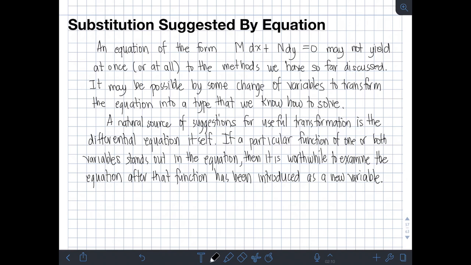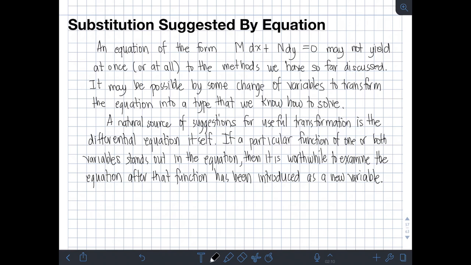Okay? So, sabi, an equation of the form M dx plus N dy equals 0 may not yield at once or at all to the methods we have so far discussed. So, yun na nga. It may be possible by some change of variables to transform the equation into a type that we know how to solve. So, kailangan muna nating gumamit ng substitution or mag-introduce ng another variable para matransform natin yung given DE na 'yon into a form na pwede nating masolve gamit yung mga methods na natutunan natin for solving DE.